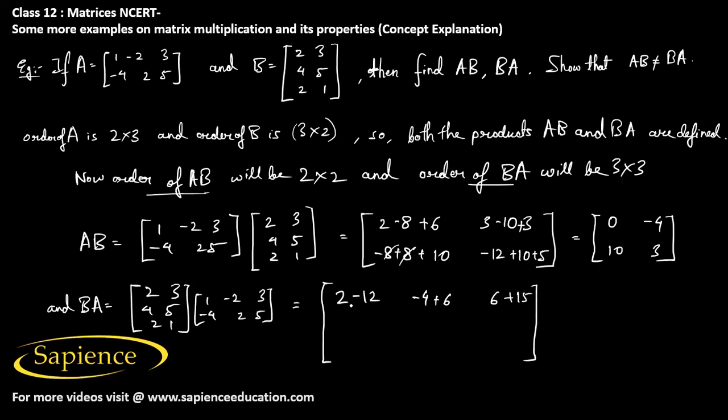Then it would be 4 minus 20, for the second row of B and first column of A. Then we take the second row of B and the second column of A. So this would be 4 times 2, minus 8 plus 10. Then the second row of B and the third column of A. So this would be 4 times 3, 12, plus 25.